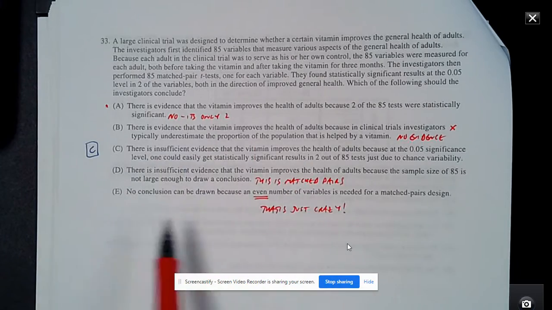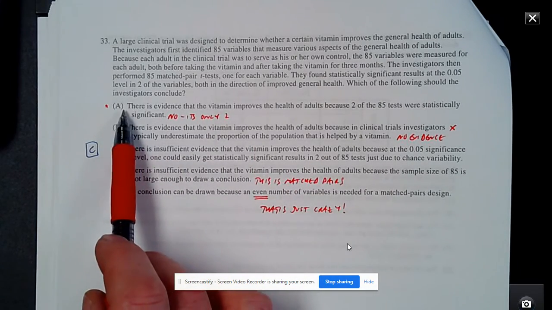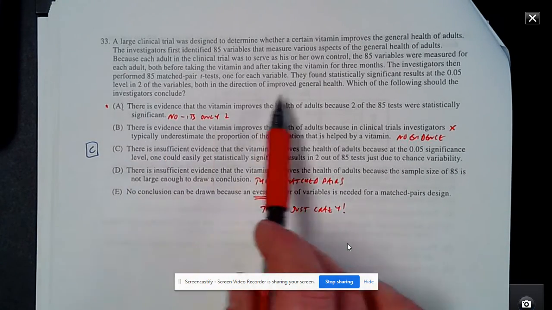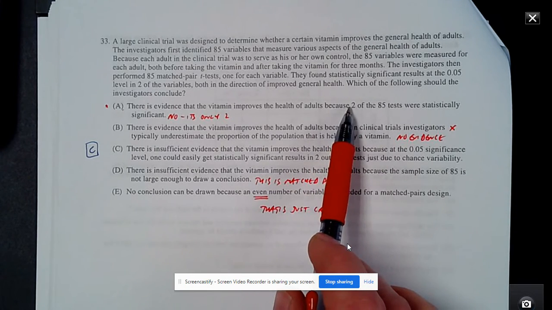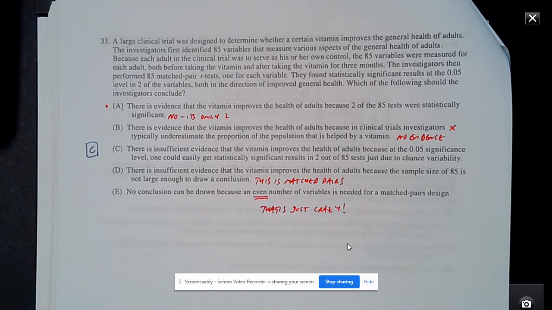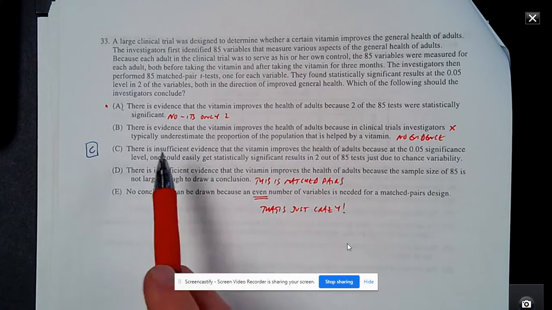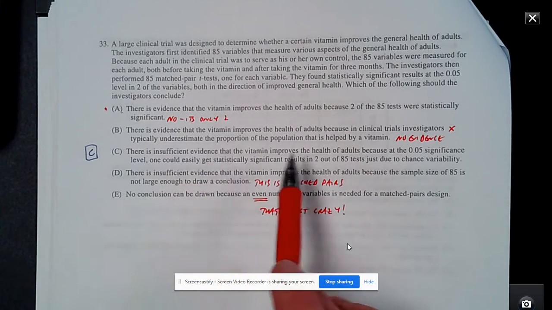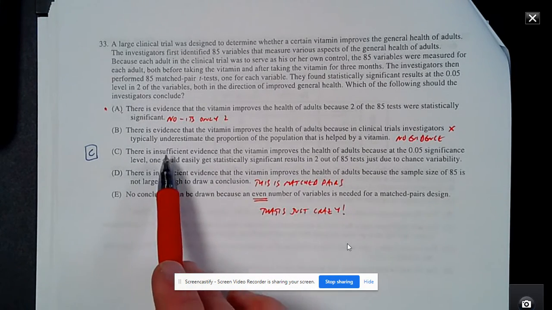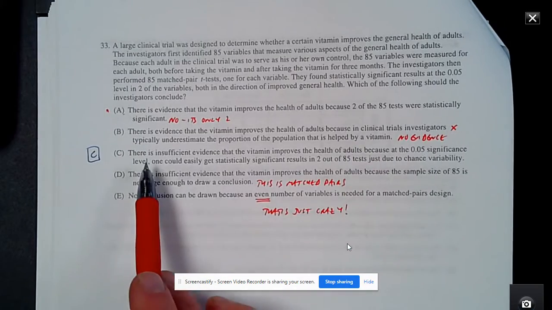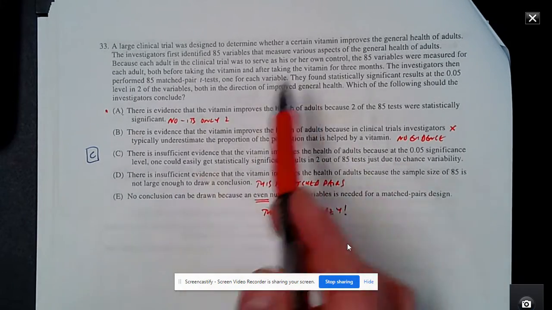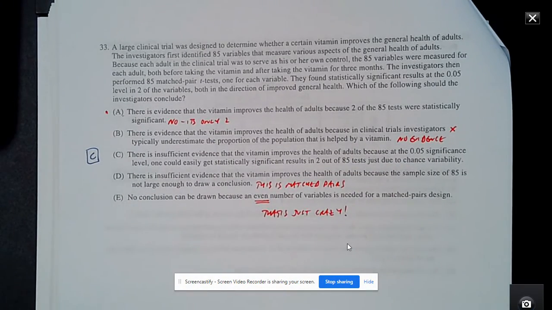So if you look at these responses, you chose A, so it's not going to be this one because when you have 2 out of 85, it's actually very easy to get a result of two tests being significant out of 85. So that doesn't mean that it's going to improve the overall health of adults. Also, B is not going to be the case because there's simply no evidence of that. Where do we get that? We're not told that in the question, so therefore we can't assume that.